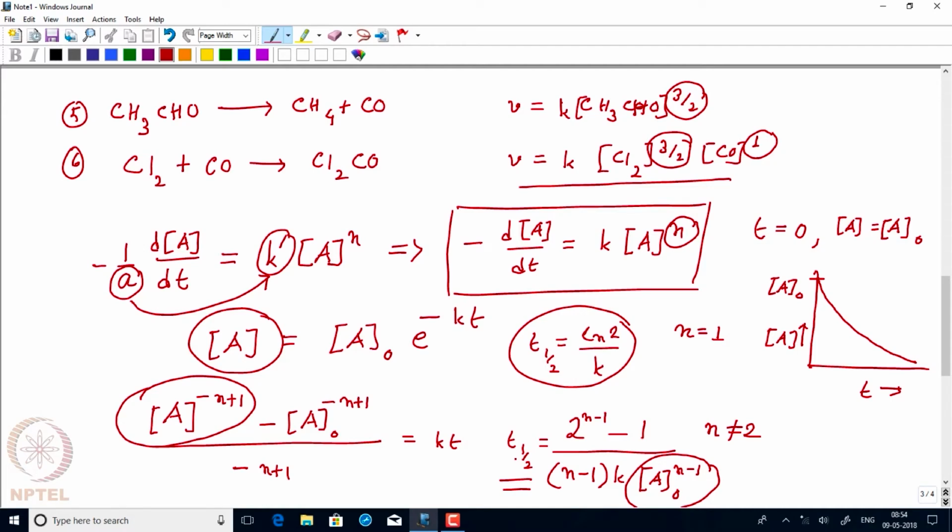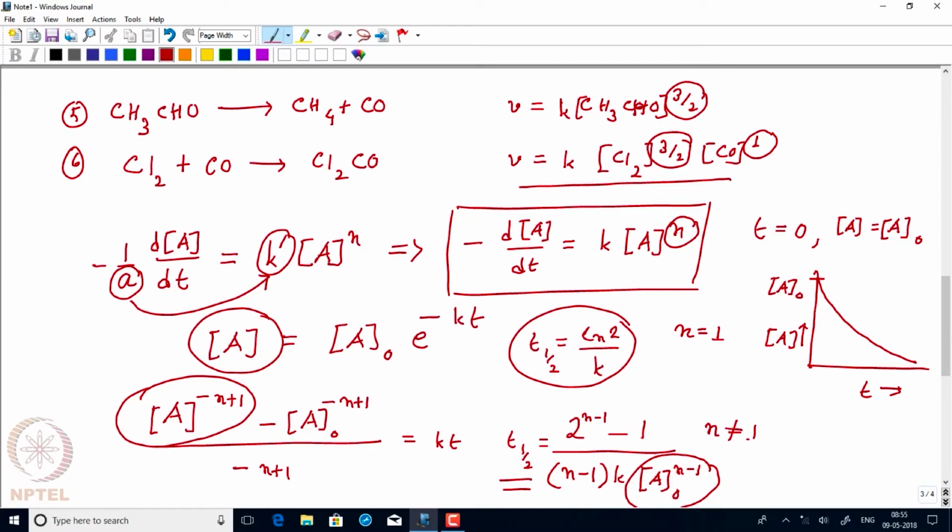Now, as you see here, in most cases the textbooks usually discuss the second order reaction, where n is basically, this should actually be n not equal to 1.